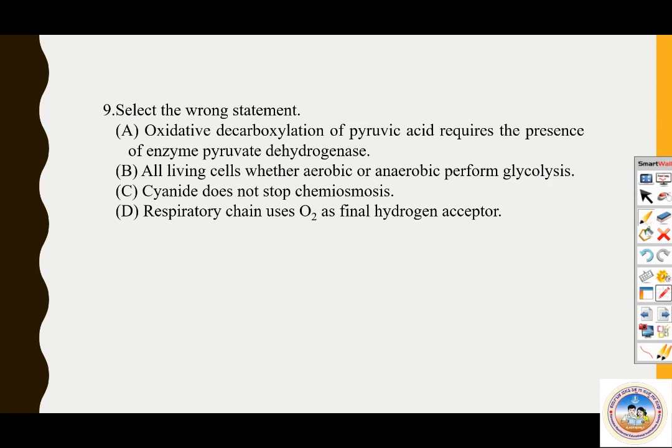Oxidative decarboxylation of pyruvic acid requires the presence of the enzyme pyruvate dehydrogenase. Correct. All living cells, whether aerobic or anaerobic, perform glycolysis. Correct. Cyanide does not stop chemiosmosis. 100% it will stop. The respiratory chain uses oxygen as the final hydrogen acceptor. So the option is your C.